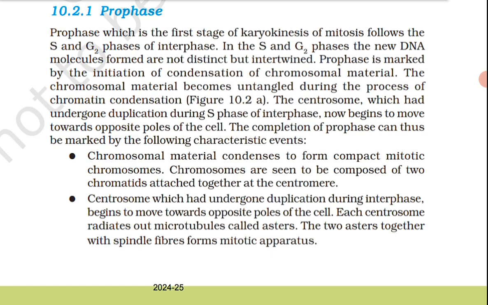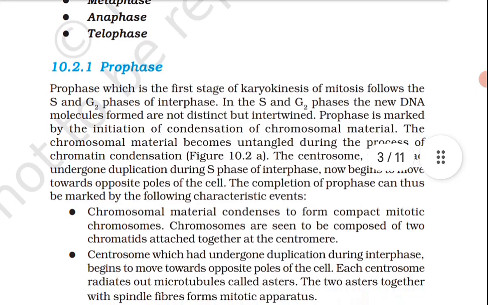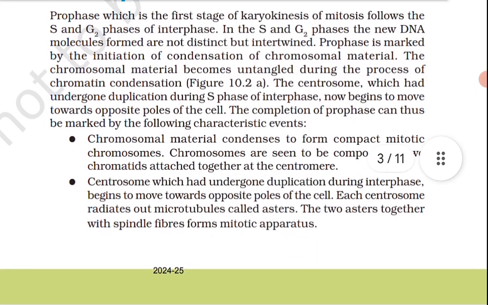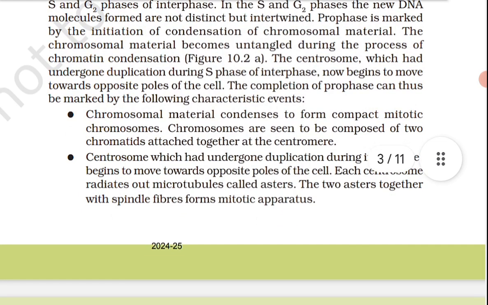The centrosome, which had undergone duplication during S phase of interphase, now begins to move towards opposite poles of the cell. The completion of prophase can thus be marked by the following characteristic events. Chromosomal material condenses to form compact mitotic chromosomes. Chromosomes are seen to be composed of 2 chromatids attached together at the centromere.